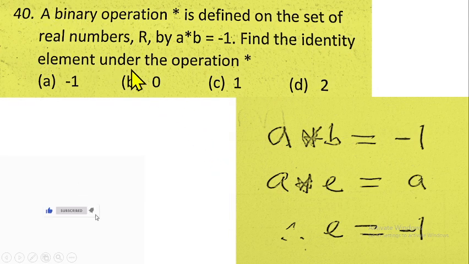Question number 40 is on binary operation. A binary operation asterisk is defined on the set of the real numbers R by a asterisk b equals minus 1. Find the identity element under the operation asterisk. So we are given the rule a asterisk b equals minus 1. Remember, when we're talking about identity element, you should have a asterisk e, where e is the identity element, equals a. So if you compare these two rules, a will go with a, e will be equal to b, then our a will be minus 1. So technically, identity element will be minus 1 for question number 40. So option A is the correct option for question number 40.